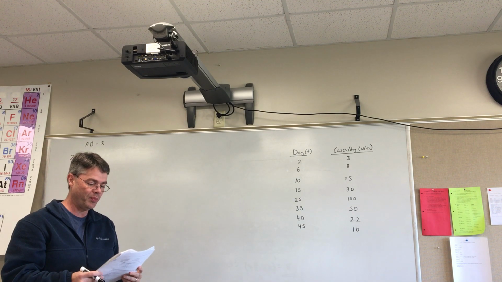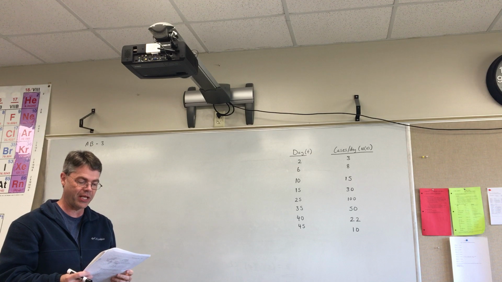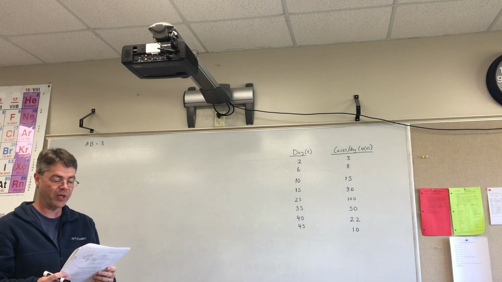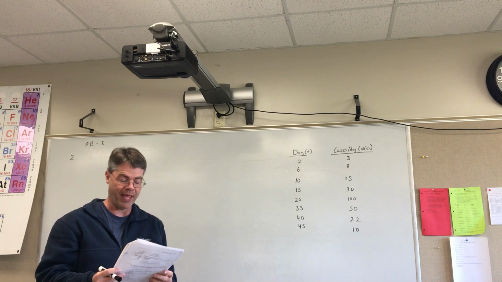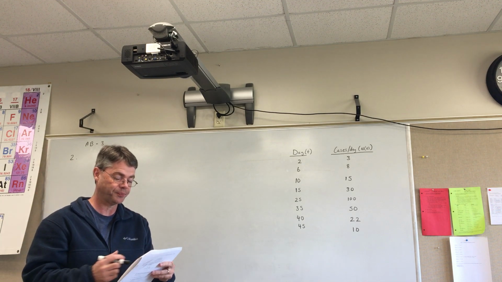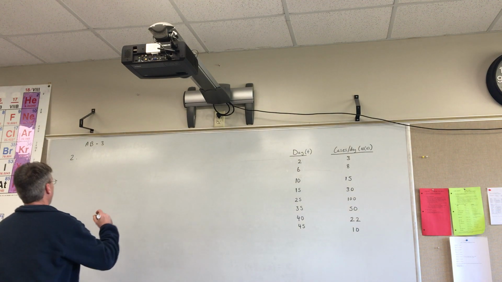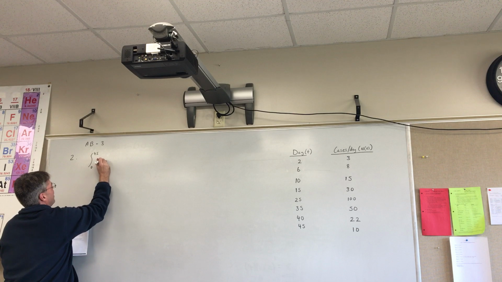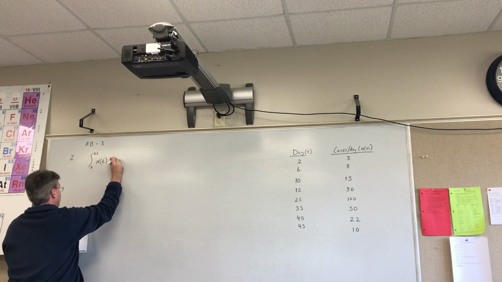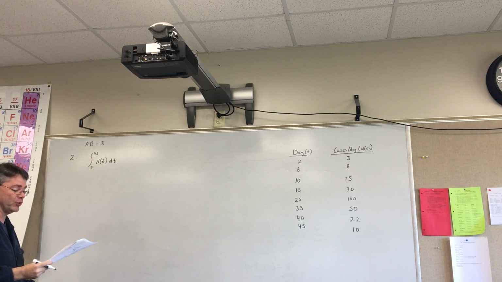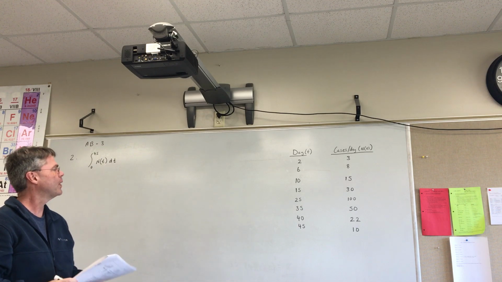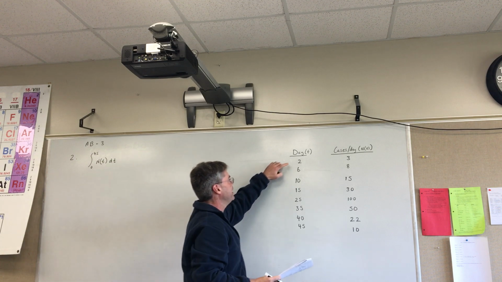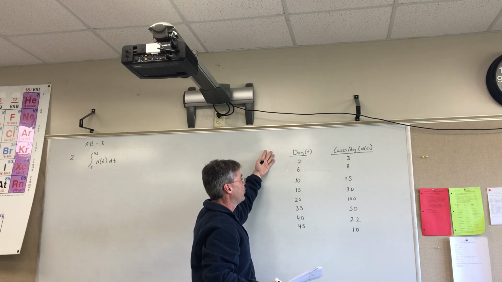So part A is assuming the table above shows a sample of values for a continuous function N of T, use a right-hand Riemann sum with 8 subintervals to approximate the integral from 0 to 45 of N of T dt. And then we have to explain the meaning. All right, so a right-hand sum means, okay, so we're going to have 8 rectangles.